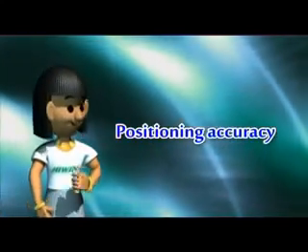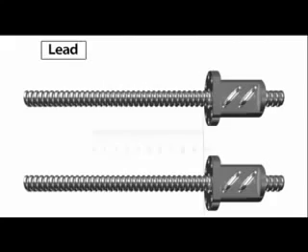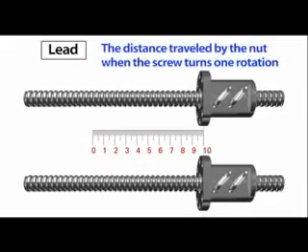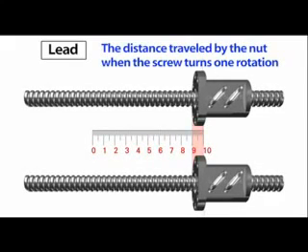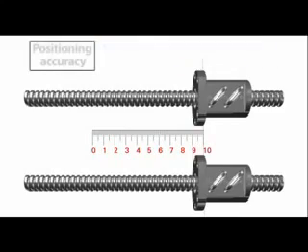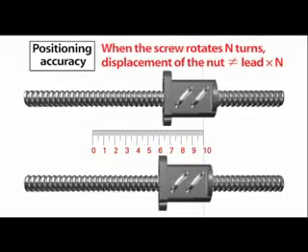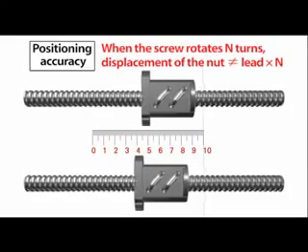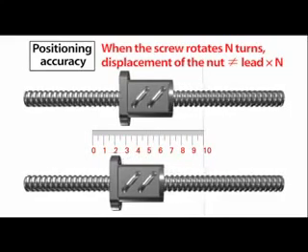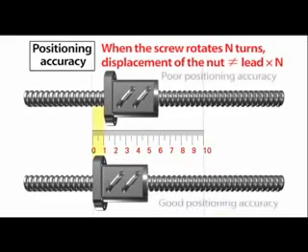Positioning accuracy. We will first introduce the concept of lead. Lead is the distance traveled by the nut when the screw turns one rotation. Loss of positioning accuracy may be caused by small differences in the lead due to manufacturing error. When the screw rotates 10 times, the displacement of the nut will not actually be exactly equivalent to 10 times the lead.